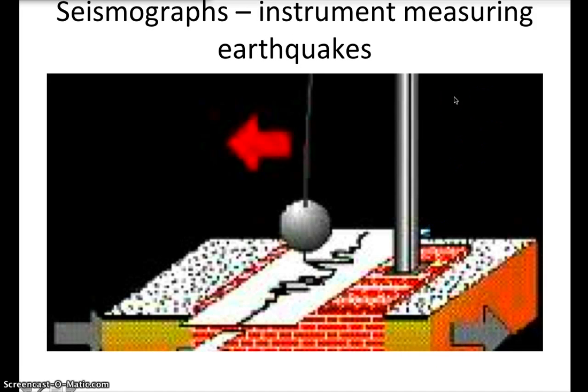Here's a picture of a seismograph. A seismograph is an instrument used in measuring earthquakes. Now, this is kind of an old-fashioned seismograph, but it's still the same premise. You have a pen which is on white paper. Now this white paper is constantly moving. They have it on rollers, so it's constantly going from one side to another.